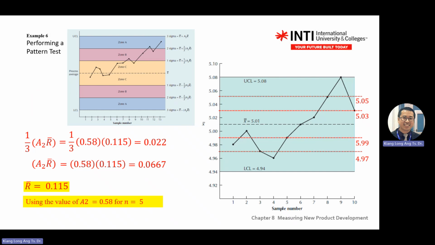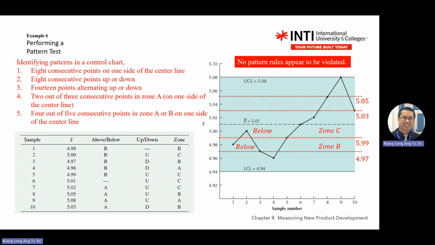Okay, so sigma 1, sigma 2, sigma 3. Then you use the 5 rules to see whether it is random or not random. Check. You need to list out these 5 rules in your answer. Identify pattern in the control chart. You write rule 1, rule 2, rule 3, rule 4, rule 5. Then you check each of the rules.